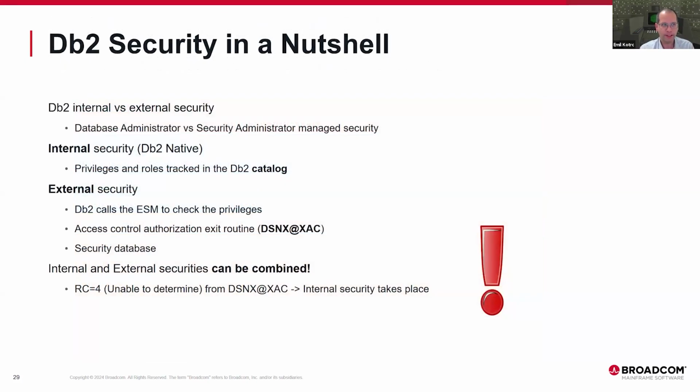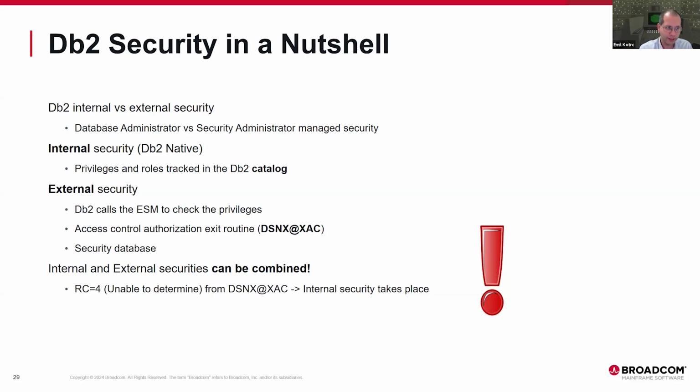Briefly about the security, internal versus external. So as I mentioned, this is mainly about the authorization. Do I have access to this table? Can I read these rows? Can I do updates? So if you are using the internal security to Db2 native, that's all under control of Db2. So all privileges and roles are tracked in Db2 catalog. So there is certain tables, those SYSAUTH tables that keep track of this authorization. So that's how this is managed.